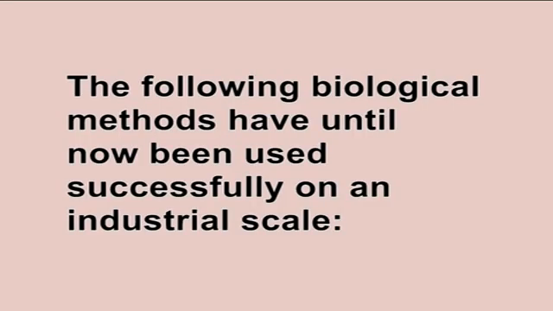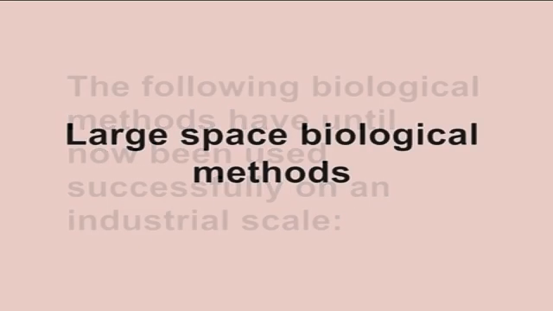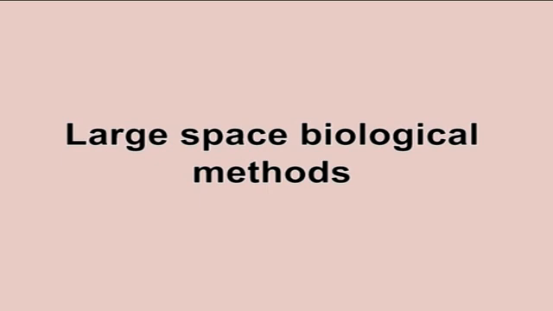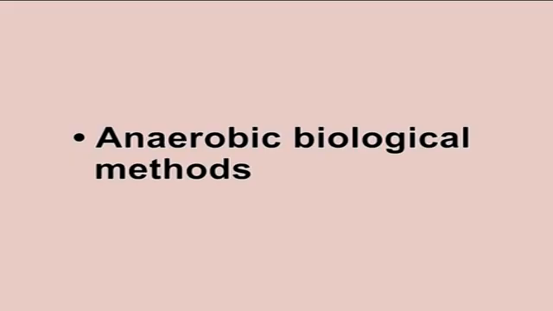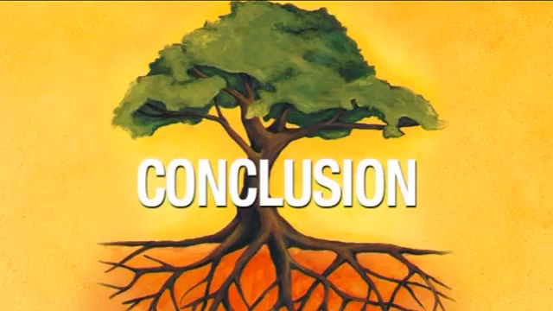The following biological methods have been employed until now successfully on an industrial scale. The first one is the large space biological methods, say for example oxidation ponds, various activated sludge systems like single stage, cascade, two stage, etc. Anaerobic biological methods are also employed.